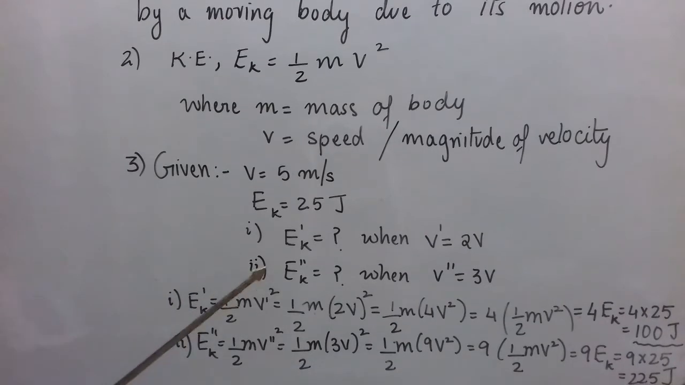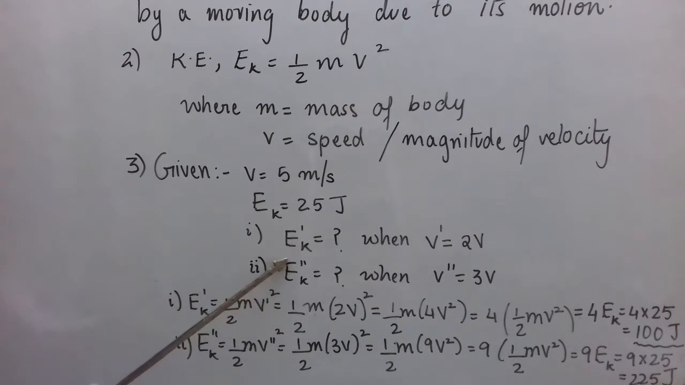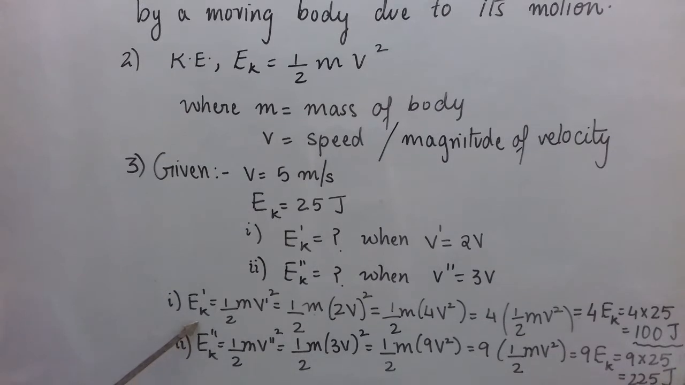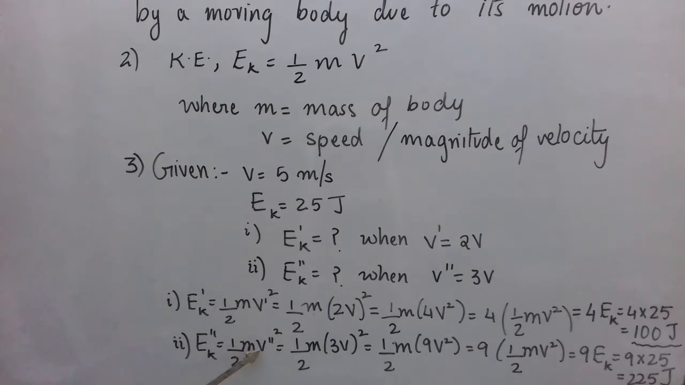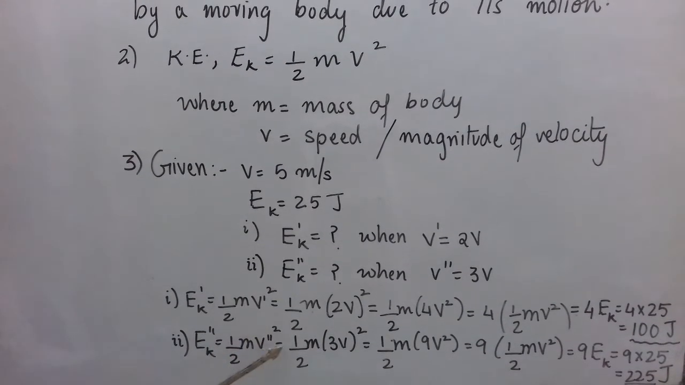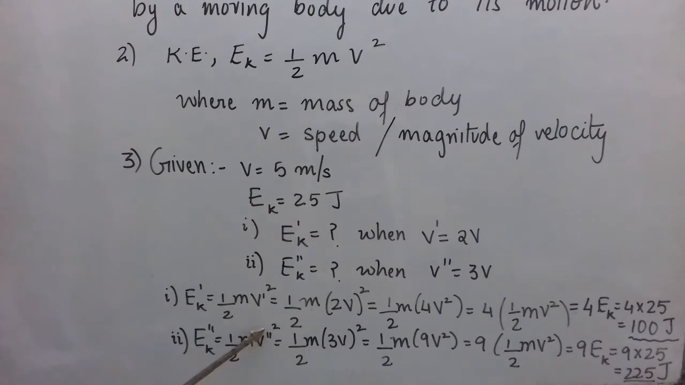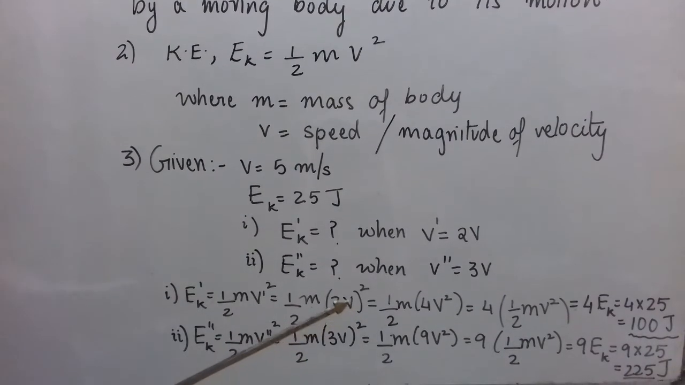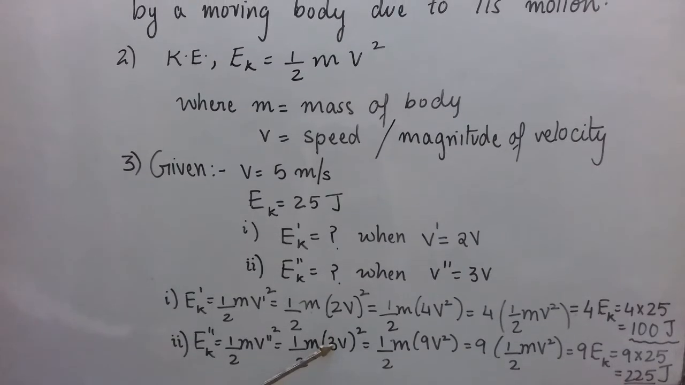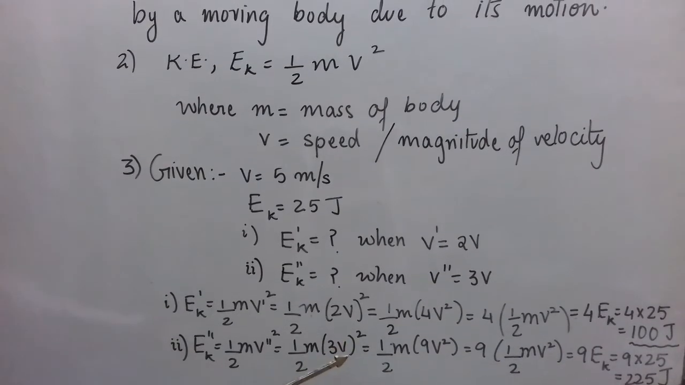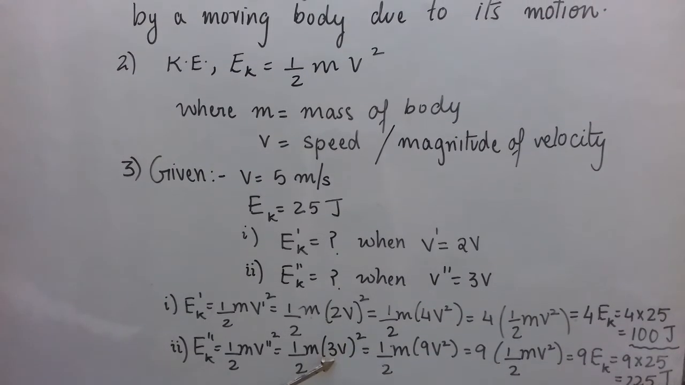Similarly, we can find this Ek double dash. So what will be Ek double dash? It is half m into v double dash square is equal to half m. What is v double dash? It is 3 times the original velocity, 3v. So we can write here 3v whole square, which is equal to, square this, you get 9v square.